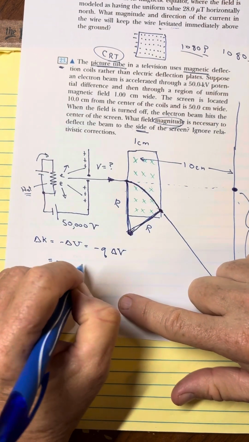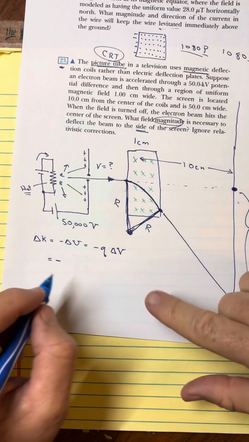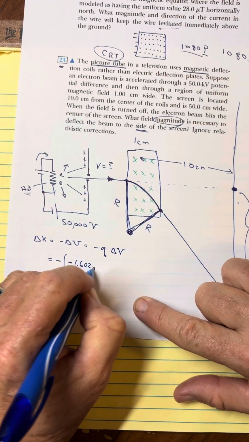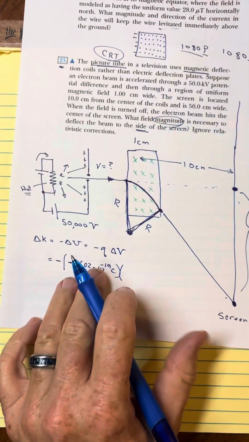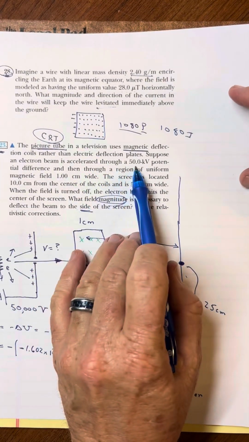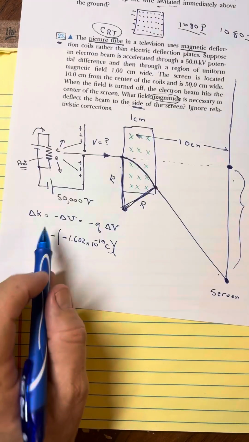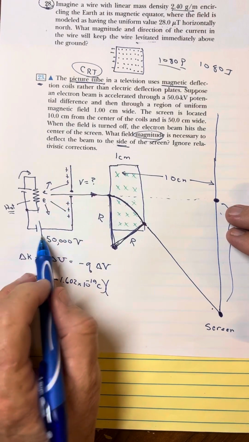So this is a minus, and the charge of the electron is negative 1.602 times 10 to the minus 19 coulombs. The change in potential is where that phrase comes in, through a 50 kilovolt potential difference. And so this electron is going to go to an increase. That's why we hook the battery this way.